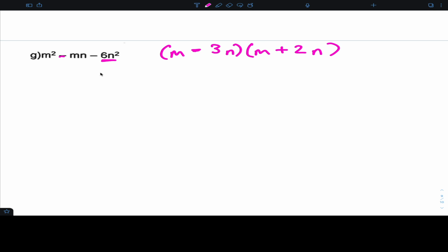Okay, but that is all that you have to do in this section. Hopefully this makes sense, and hopefully you're jumping onto your Delta Math now and finishing it up.